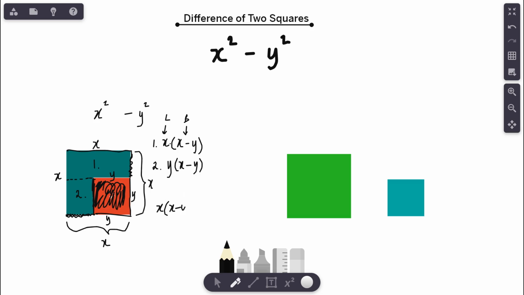So the area of rectangle 1 plus the area of rectangle 2 gives me the total area for that blue part that's left over when I say x squared minus y squared. So with our knowledge from the previous video, if we take out our common factor, x minus y, we'll be left with x in the first term, and y in the second term. And there we are done. We factorized it. We wrote it as a product of its factors.